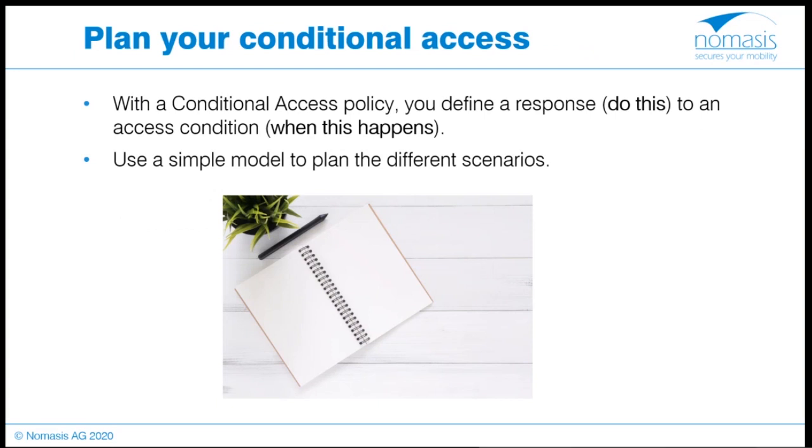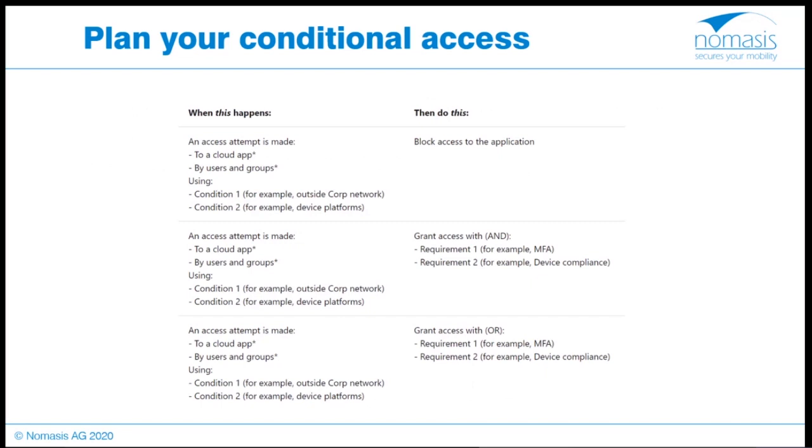Okay, so now how do we plan this? How do we put everything that we saw on paper in a useful way? When you try to plan your conditional access, you mainly define a response to an access condition. So, do this when this happens. By using a simple model to plan the different scenarios, you can easily describe all the potential access and all the rules that you want to apply.